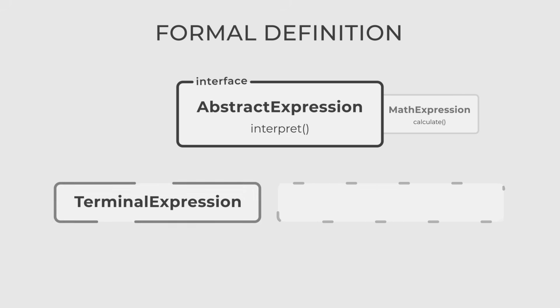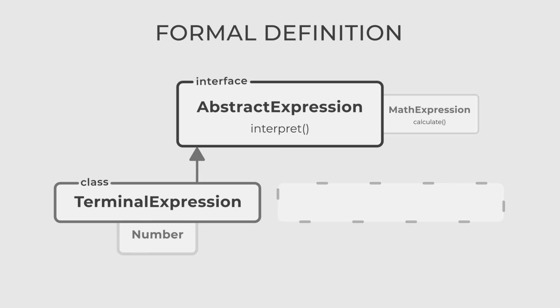Terminal expression is a subclass of abstract expression that implements the interpret method for terminal characters in the grammar. In our case, it's just a number. Terminal means that this class does not contain any other abstract expression.